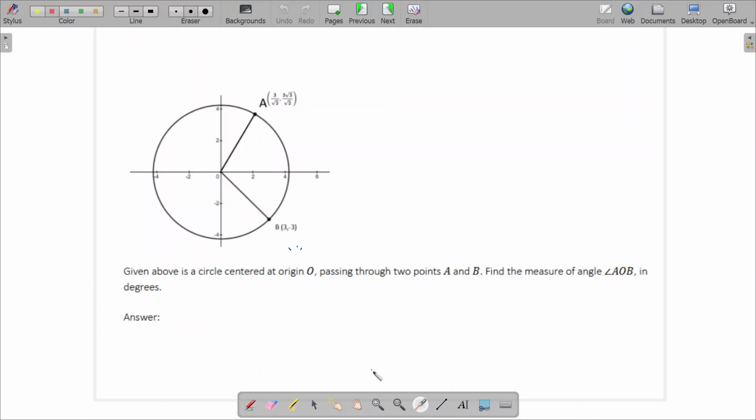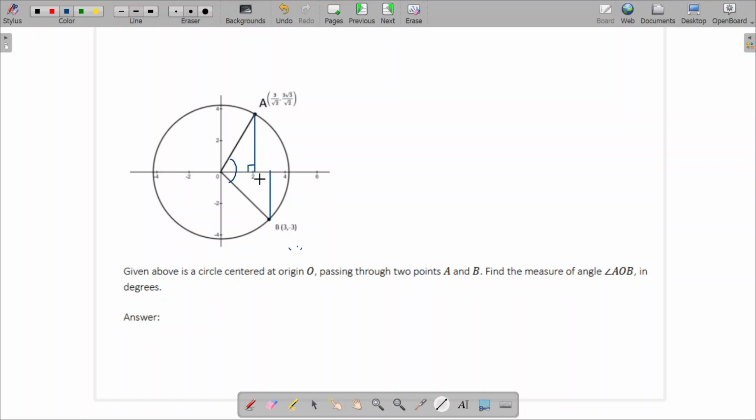In the question, they are saying, given above is a circle centered at origin O, passing through the two points A and B. Find the measure of angle AOB in degrees. So we have to find this angle AOB. I cannot draw the line and join these two points A and B because I will never get a perpendicular. I always draw a perpendicular line. I'm getting two perpendicular lines. No problem, I'll consider two triangles.